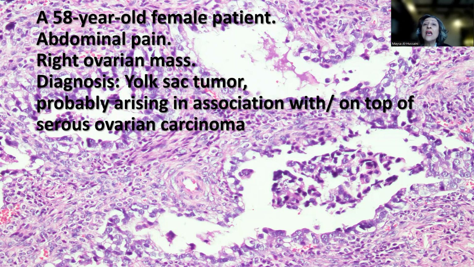Remember the triad: SALL4 positivity, glypican-3 positivity, and only focal positivity with alpha-fetoprotein. And remember, whenever you encounter a case of ovarian and occasionally endometrial tumor with a clear cell carcinoma morphology, but is not staining like a clear cell carcinoma, you should exclude the possibility of yolk sac tumor.